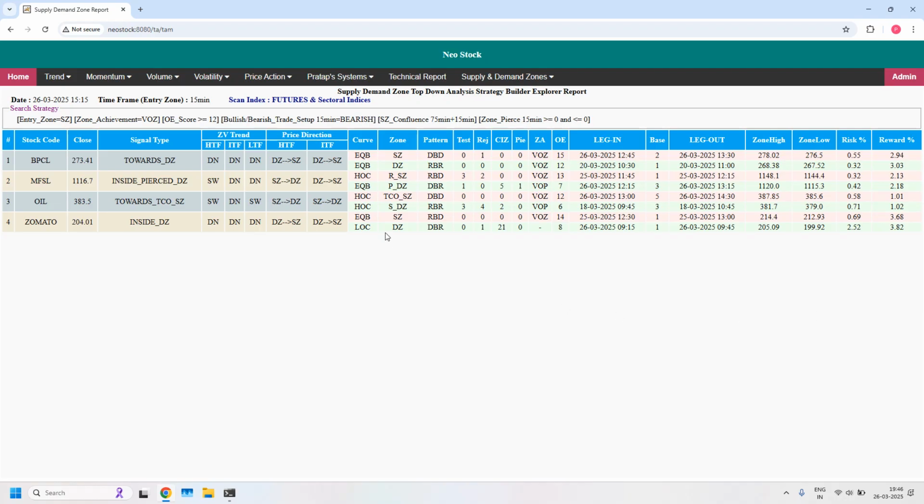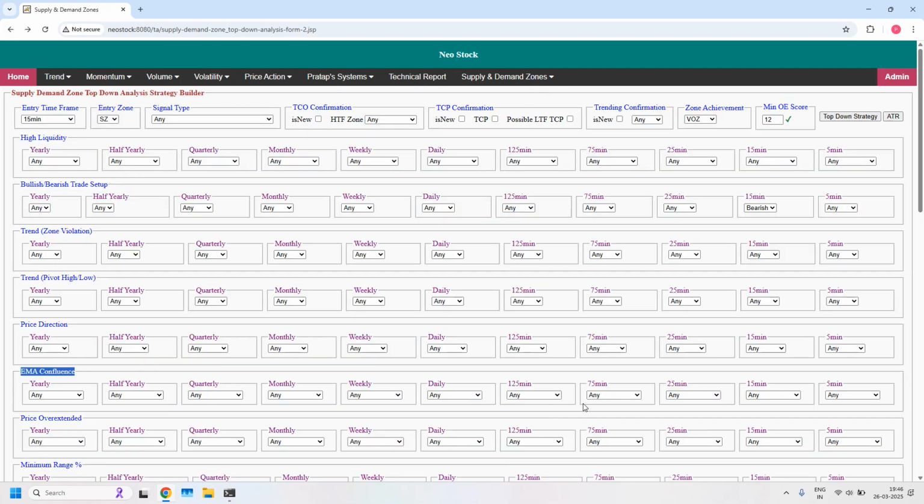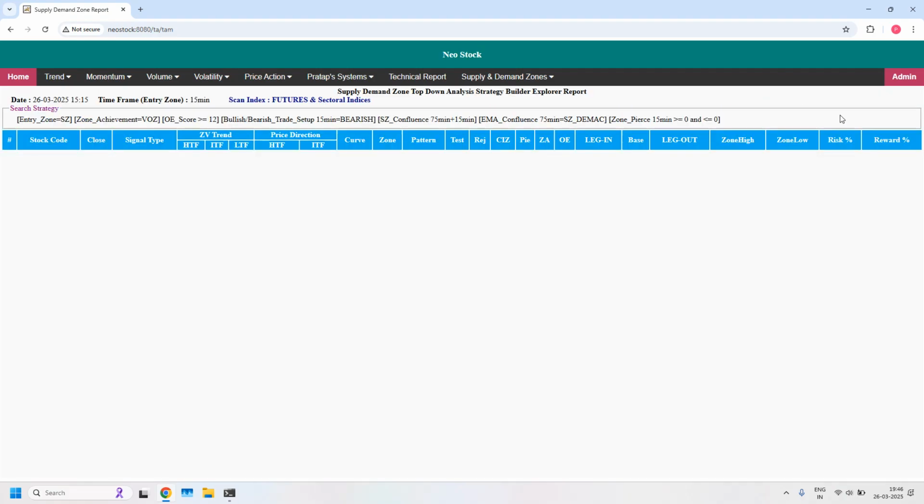Now let us check. These 15 minute supply zones overlapped with 75 minute supply zones. The 75 minutes trend is down. So if the 75 minute supply zone has daily EMA confluence, then these stocks might have even higher probability of success. Let's verify. EMA confluence at 75 minutes. I'm checking whether the 75 minutes supply zone has daily EMA confluence or not. So none of the stocks are filtered. None of the stocks have EMA confluence at 75 minutes with daily EMA.